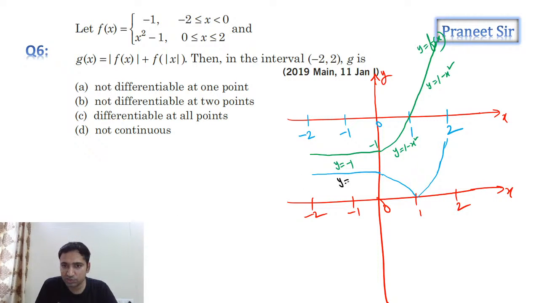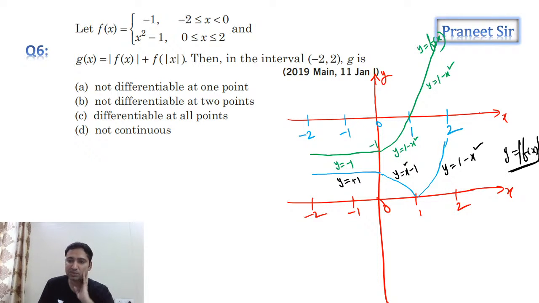So now tell me guys, what are these? See, this is y equals plus 1. This is y equals x square minus 1. This is y equals 1 minus x square only. Clear? This is the y equals mod f of x graph. Now we need to draw the y equals f of mod x graph.